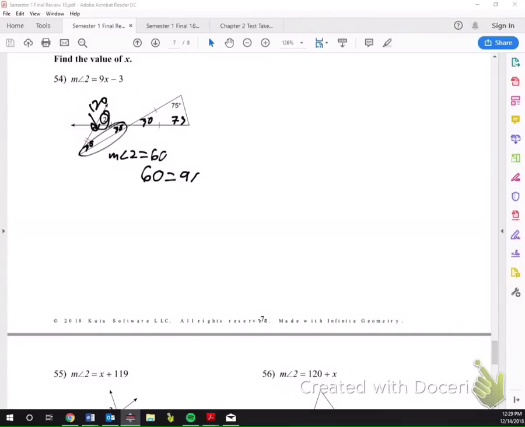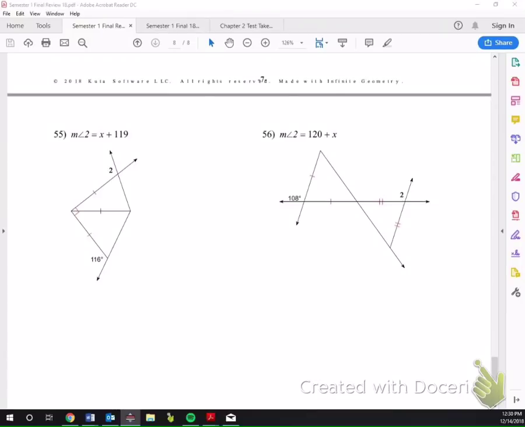So now I know that the measure of angle 2 is 60, so I can plug it back in up top. Measure of angle 2 is 60 equals 9x minus 3. Add 3 to both sides, so I have 63 equals 9x, or x equals 7. Okay, we got 2 more like that.